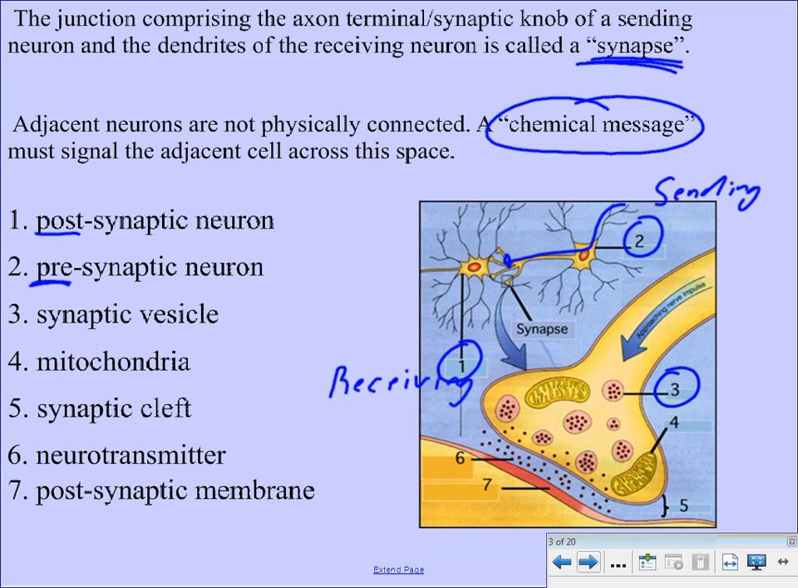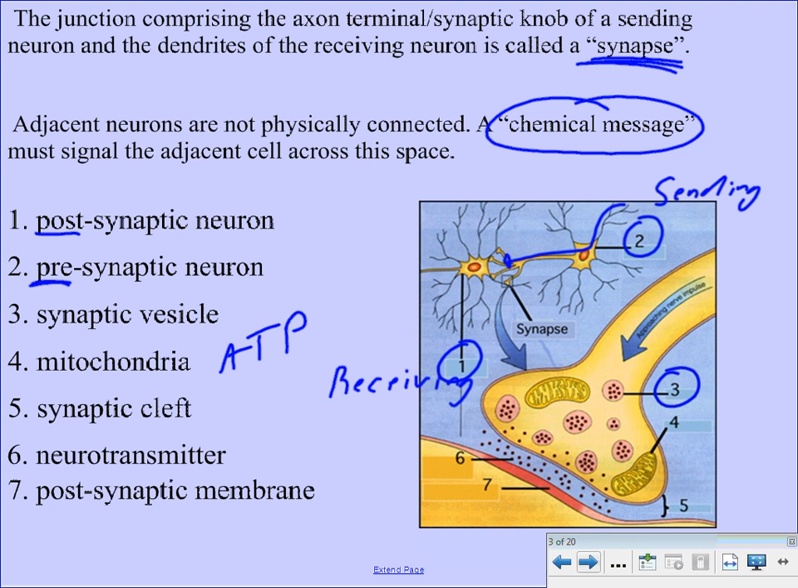Number 4, hopefully you recognize number 4. Number 4 is the mitochondria. This is a very energy intensive process, and of course mitochondria are responsible for the generation of ATP, the universal energy source within the cells.